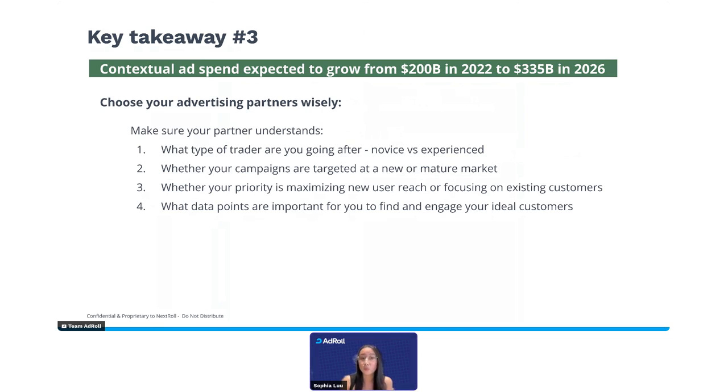So number one, know what your ideal customer looks like. What type of trader are they? Novice or experienced, for example. Are you targeting a new or mature market? Are you prioritizing increasing brand awareness through reach or focusing on existing customers and top markets? Ask your partners if they have the data points to help you find these customers and what strategy works best to help you achieve these goals.